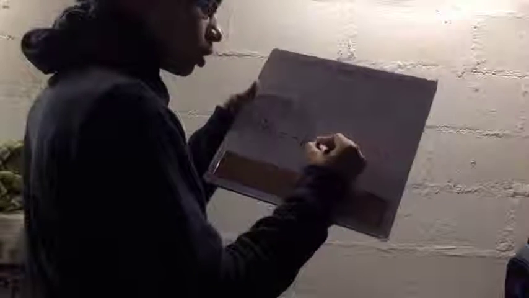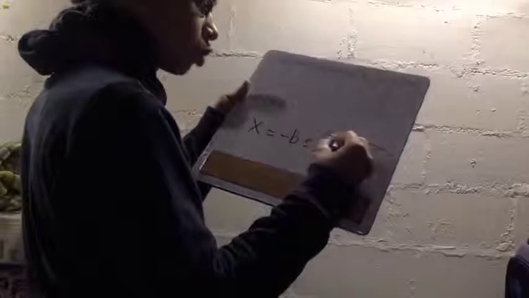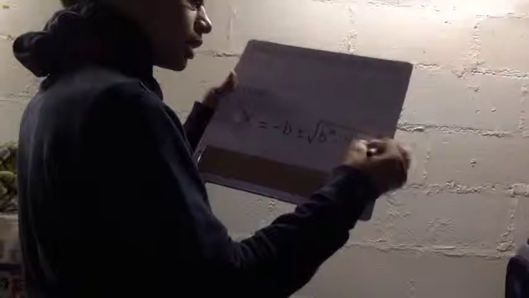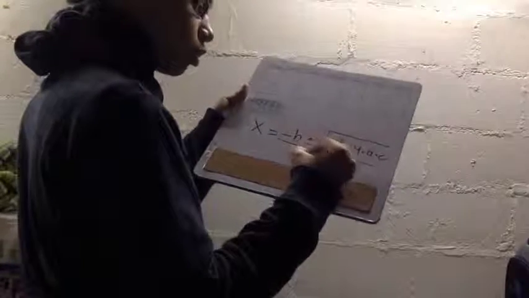Not quite, Billy. So, we're going to start off by showing you what the quadratic formula looks like. Okay, so on here we're going to have x equals negative b plus or minus square root of b squared minus 4 times a times c, over 2a. Alright?